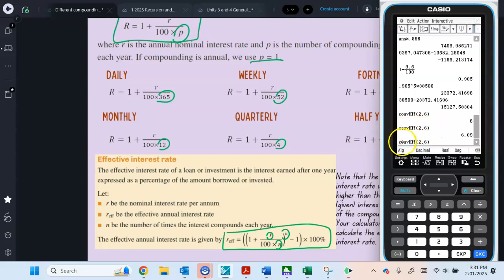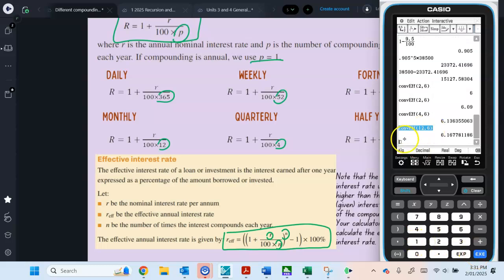Let's change it. It's probably good to put it on the different ones. Let's change it to quarterly. Let's change it to monthly. Let's change it to fortnightly, so 26. And then I'm going to do weekly, so 52. And then I might do daily, so 365.